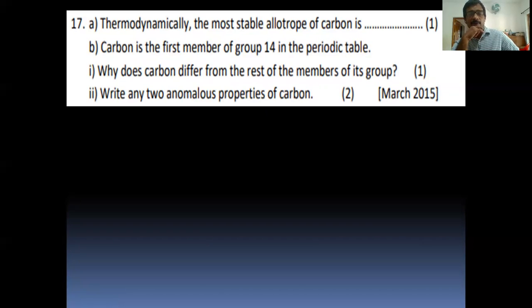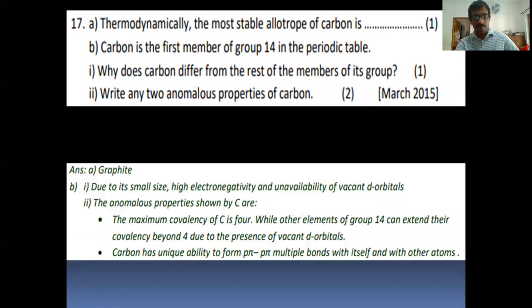Write any 2 anomalous properties of carbon: stable tetravalency, and it cannot expand its valency beyond 4. The second one, catenation, the self-linking property of carbon. The third one, p-pi bond formation. Such a number of things you can write as the anomalous properties of carbon. The answers are here. If you want any clarity, read the answers.